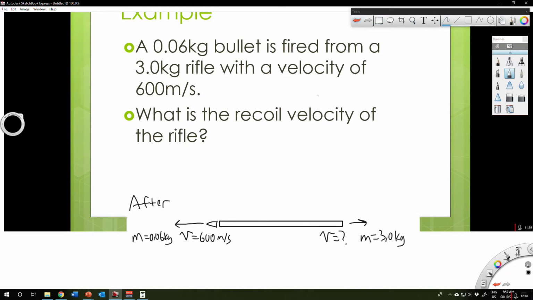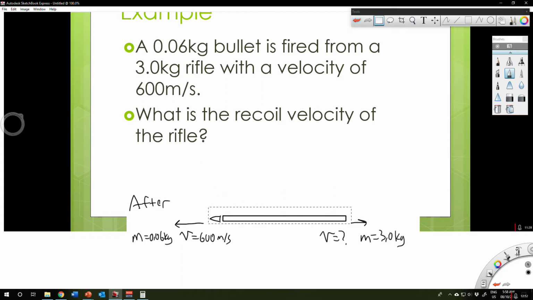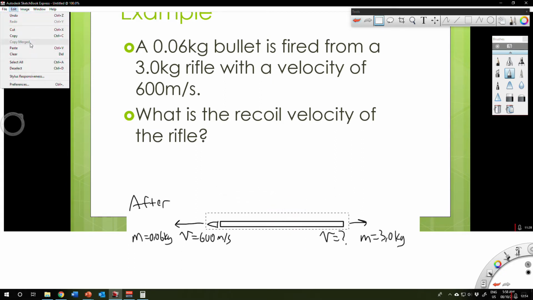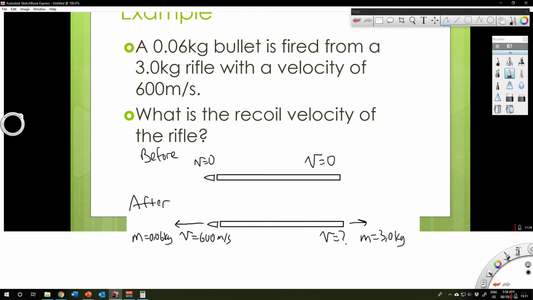What's the before case look like? Well, the before case is pretty much the same, just everything is stationary. So I'll just copy this and paste it. So this is the before case. Everything is stationary before the bullet gets fired. Before the bullet cartridge explodes and shoots the bullet outwards, everything has a velocity of 0.